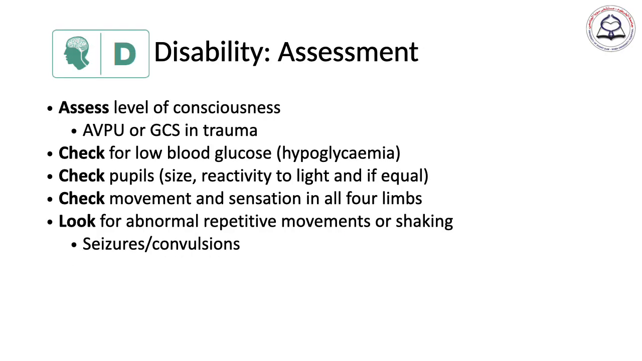After you assess and manage airway, breathing, and circulation, you go to the disability, assess the level of consciousness. You can use AVPU scale if the patient is alert, responding to verbal stimuli, painful stimuli, or unconscious, and you can use the GCS in patient with trauma. Check for low blood sugar and hypoglycemia. Check the pupil size, reactivity to light, and if they are equal or not. Check for movement and sensation in all limbs, and you have to look also for feature of convulsion, repetitive movement, and shaking indicating seizure and convulsions.